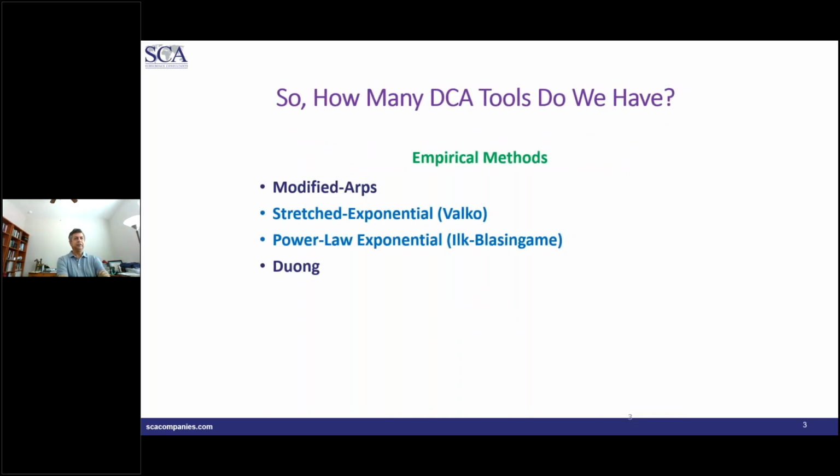So there are 2 sets of tools in this domain. The DCA stands for decline curve analysis, which we need for our reserves estimation, and every operator has to file their annual reserves report to ACC. So we need that. So here I've listed some of them.